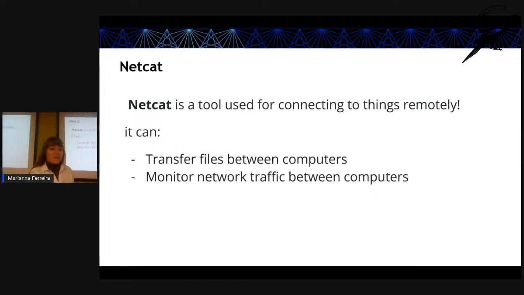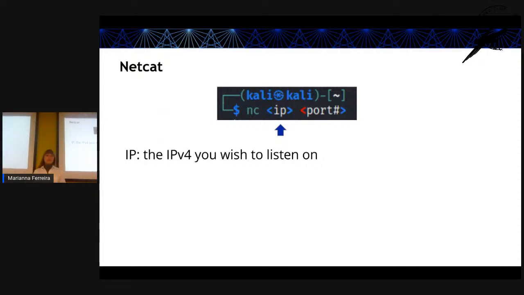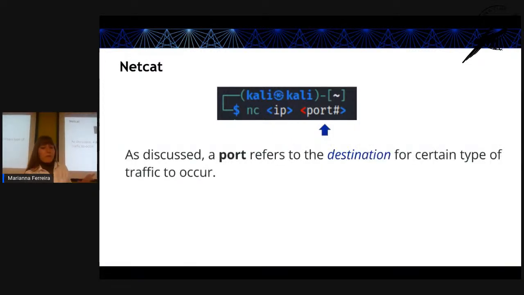The command for writing is very, very simple. You're just going to type NC for Netcat, then IP, port number. So there's no fancy flags or anything like that. It's just straight up IP port. So it's just going to take that form.